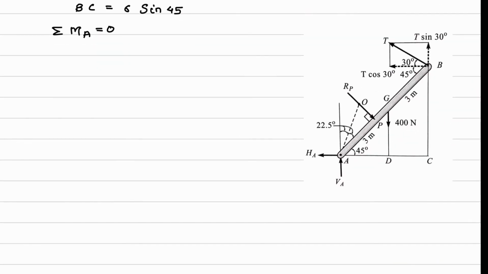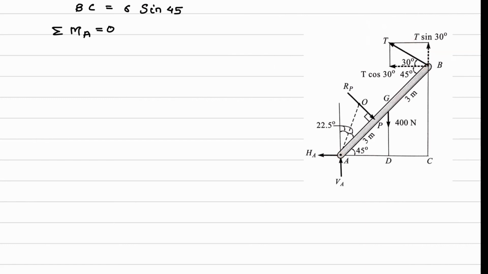Okay. Now we'll write down summation of moment about point A equal to 0. So what will be the equation? We will start with this T sin 30. Keep your thumb at point A, keep your index finger at B, rotate your index finger in the direction of arrow, it is anti-clockwise.